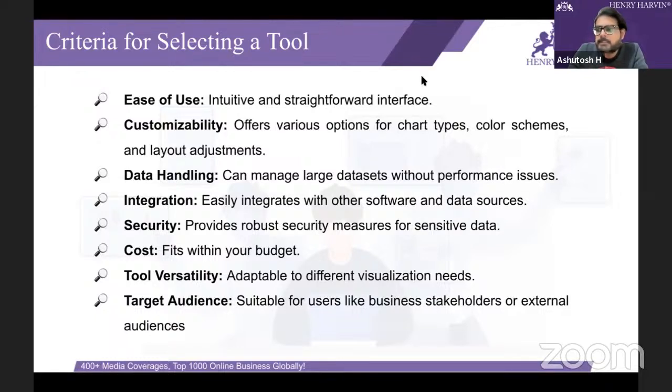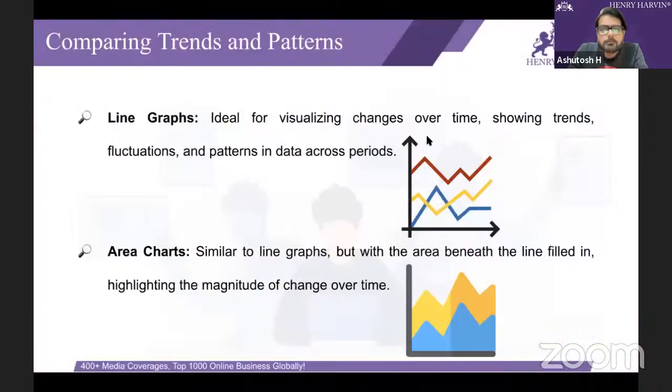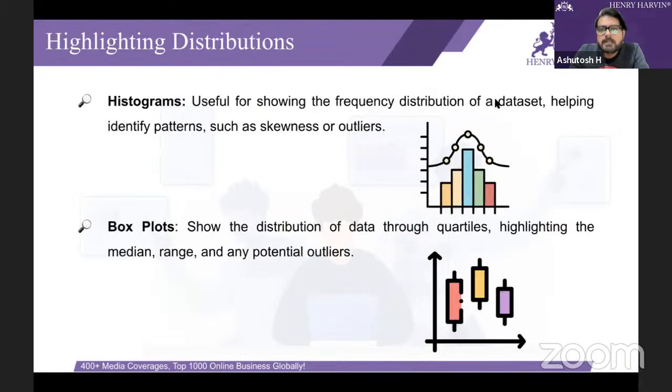So these are some of the criteria that you have to look into. We have already discussed the line graph. This is how it looks. Over the period, it shows the things that are going on. Area chart is quite similar, but it is somewhat shaded below. Then we have the histogram, which shows the frequency distribution of the data set.